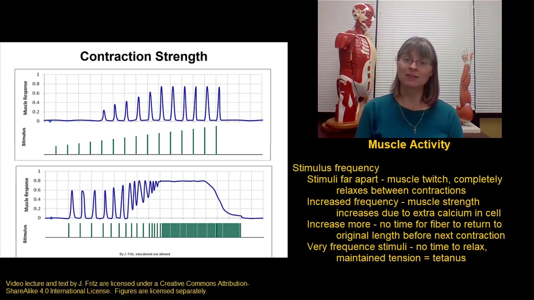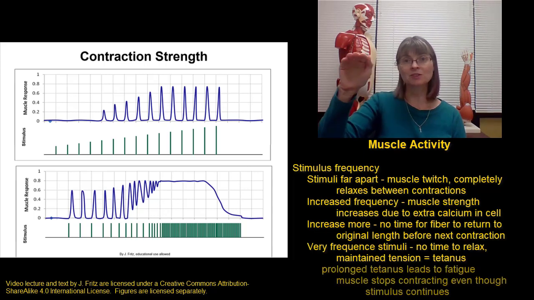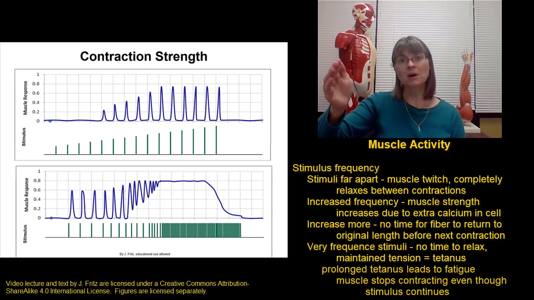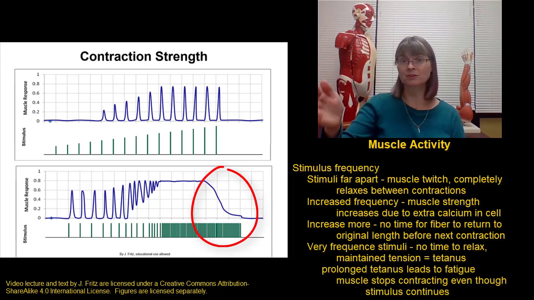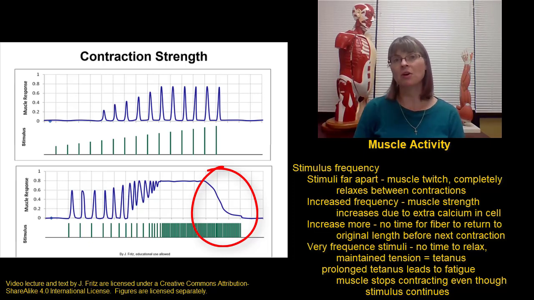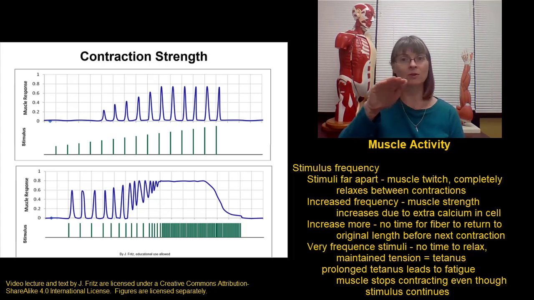One last thing to point out on this is that as we continue, there's a point where the muscle tension drops off, where the muscle stops contracting, even though the signals have continued. So here we can see the continual signaling. We're still getting the stimulus to contract, but the muscle stops contracting. At that point, we say the muscle has fatigued. Basically, it's run out of energy. It's run out of the ability to contract. So even though we're still getting the signal, the tension drops because the muscle can't contract anymore.